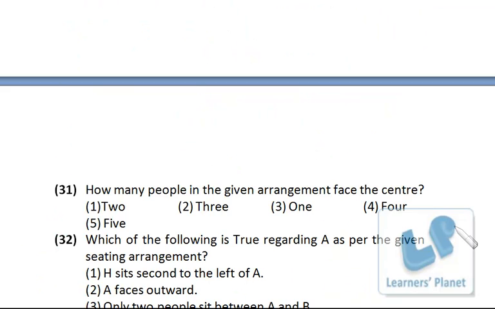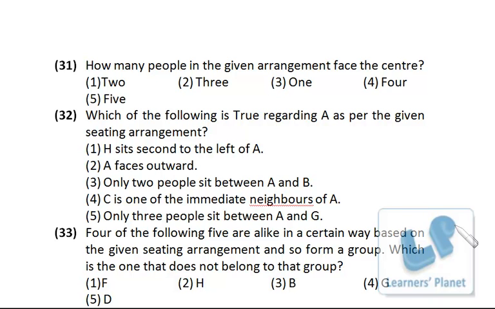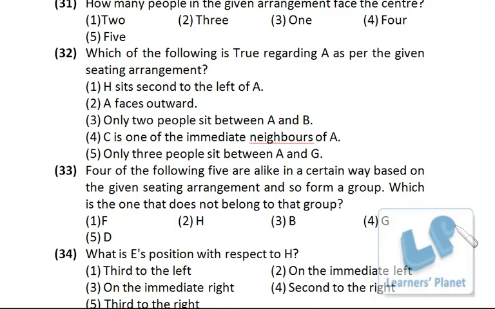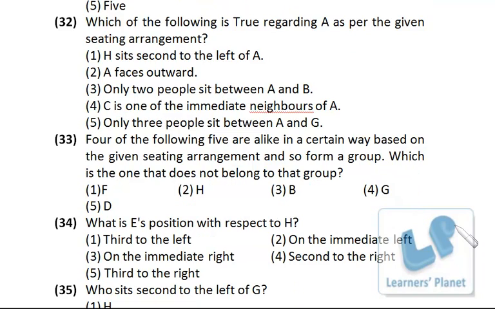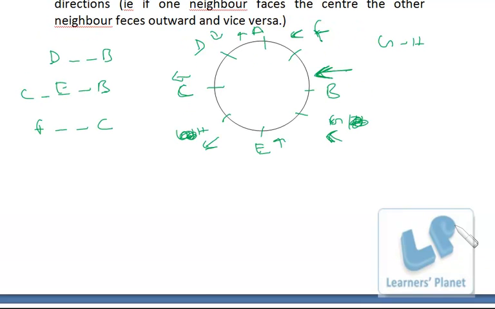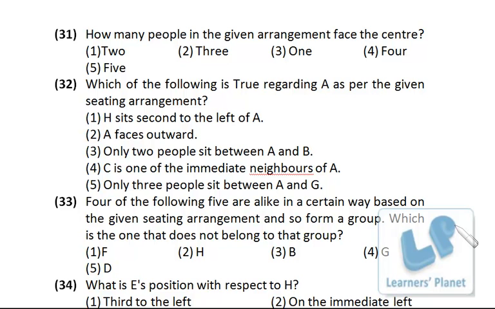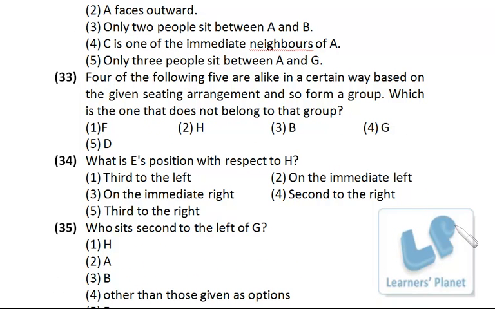Okay, now these are the questions. I'm not going to solve them, you can solve them on your own. What I can do to help is you can just pause the video, look at the questions and make the arrangement. So these are the 5 questions. You can try all the questions on your own. All the questions are very simple to answer. How many people in the given arrangement face the center? You can easily answer because I have already marked the arrows for inside and outside. So just pause the session, look at all the questions and answer.